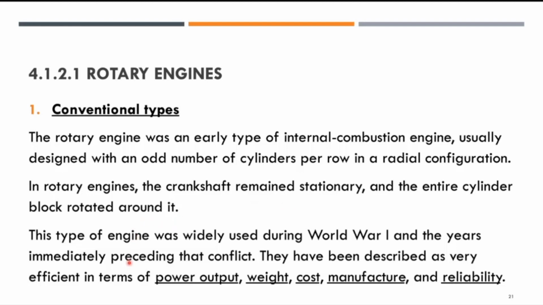Okay, so this type of engine was widely used during the First World War. This is at the beginning of the evolution of the piston type of engine. They were using the rotary conventional type in the years immediately preceding that conflict, referring to World War I, and they have been described as very efficient in terms of power output, weight, cost, ease of manufacture, and reliability.